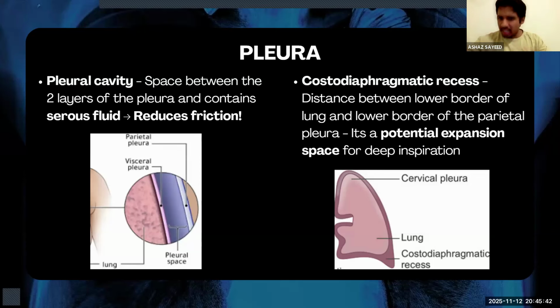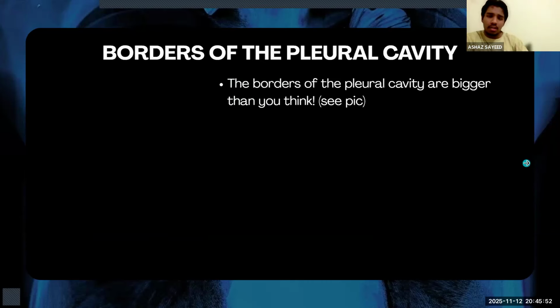That space is the costodiaphragmatic recess. Typically, it's going to be empty. When you're breathing in normally, when you're not taking deep breaths, that space is going to be empty. There's going to be nothing there. Okay. Now you have the borders of the pleural cavity itself.